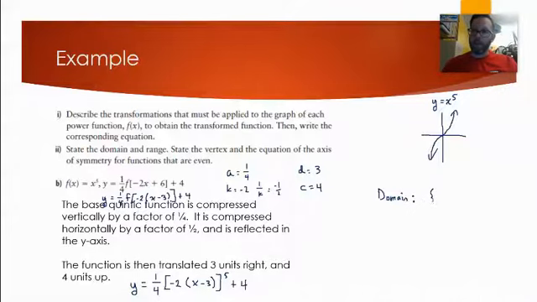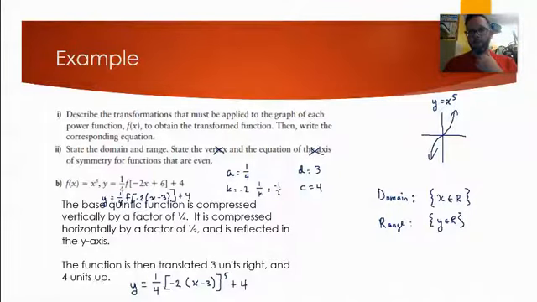Now I'm just going to mix it up, but I'm going to use set notation here. The domain is x can be any real number, and the range, y can be any real number. Yeah, we don't have to do the axis of symmetry either.